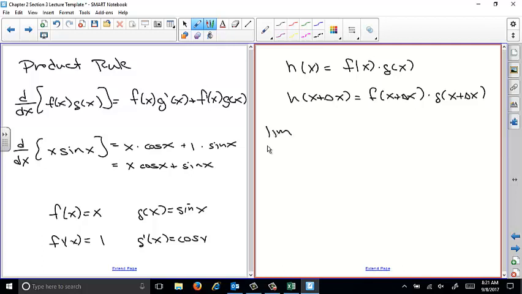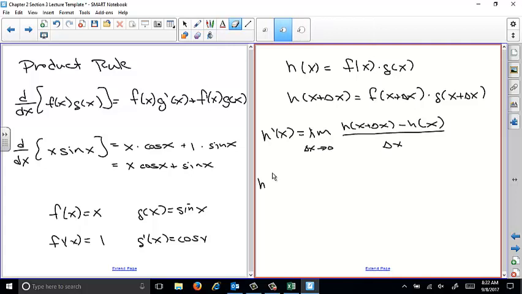So the limit definition says the derivative, so let me do this again. So h prime of x, the derivative of the multiplication function, is going to be equal to the limit as delta x goes to 0 of h of x plus delta x minus h of x. So that's the same definition we used before, except I'm using h instead of f. Doesn't really matter. Okay, now I plug in what they are.